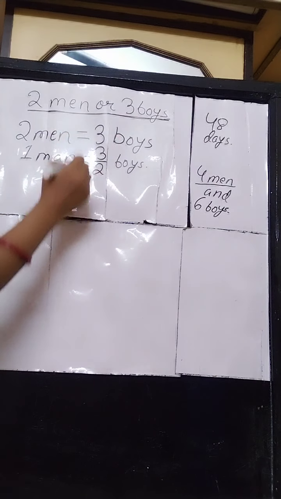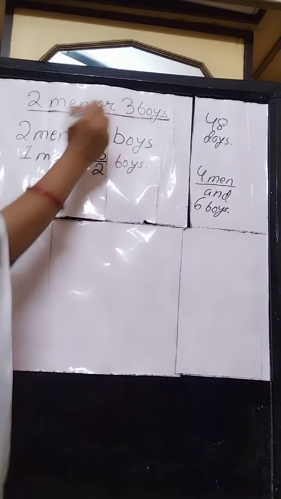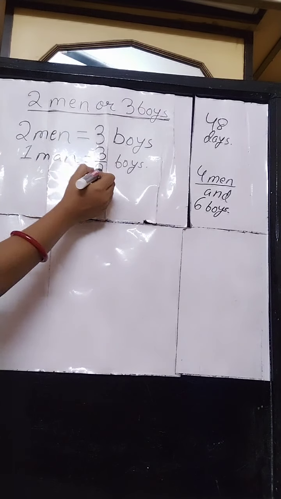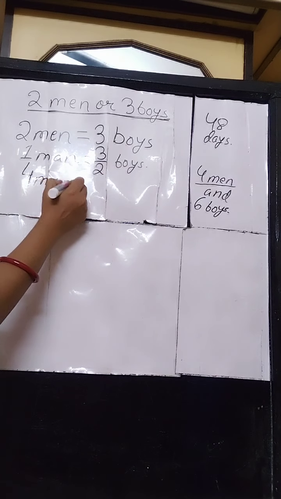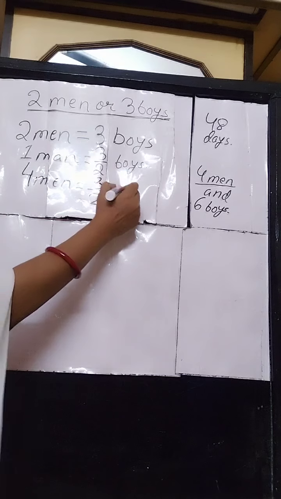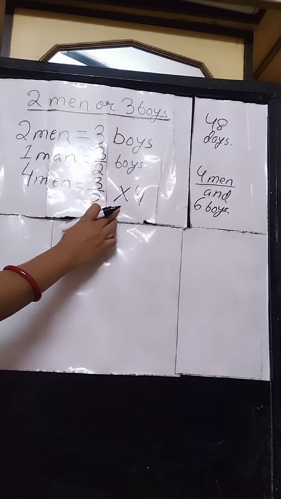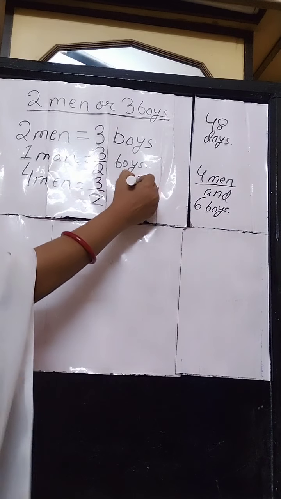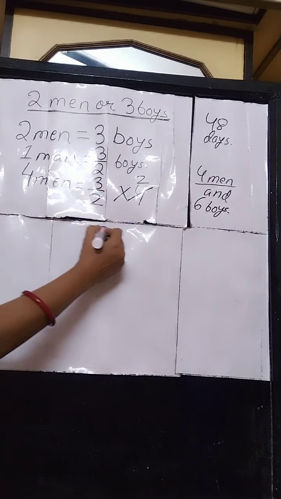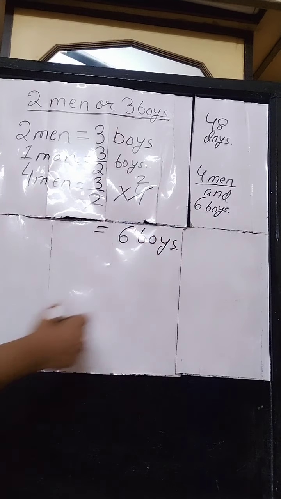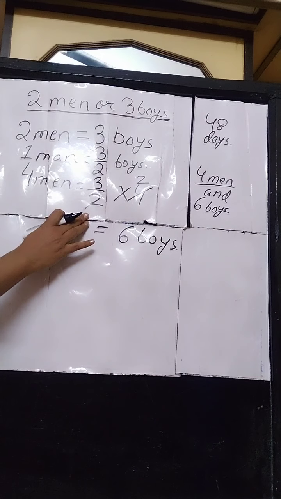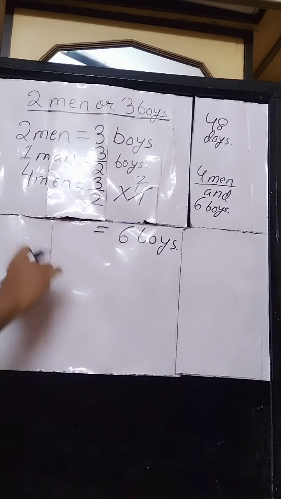You have to convert these 4 men. So 2 men equals 3 boys, which is given in the sum. So 1 man equals 3 by 2 boys. Requirement is 4 men. So 4 men must be equal to 3 by 2 into 4. Now you will do the calculation and you will get that 4 men is equal to 6 boys.